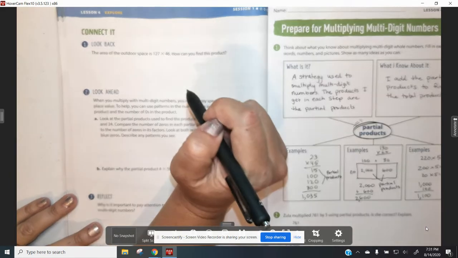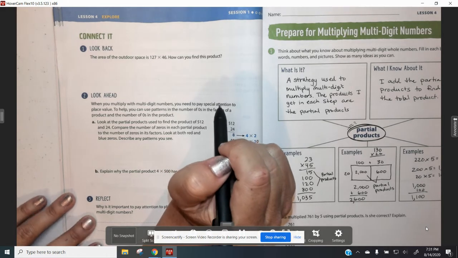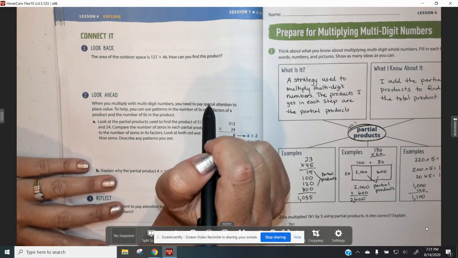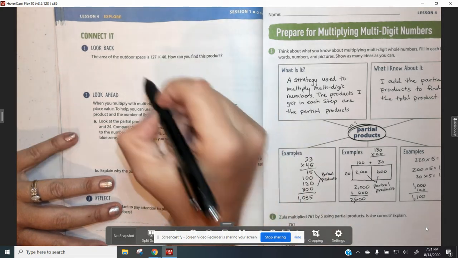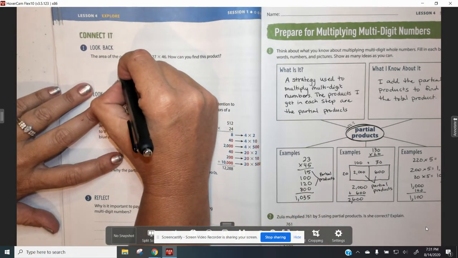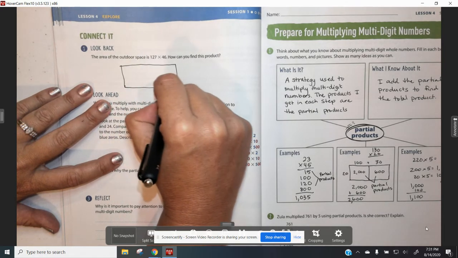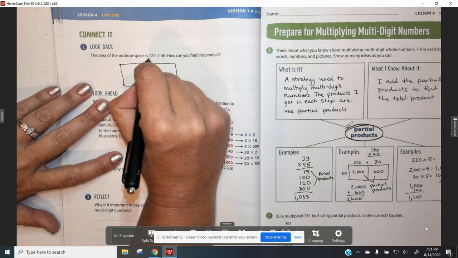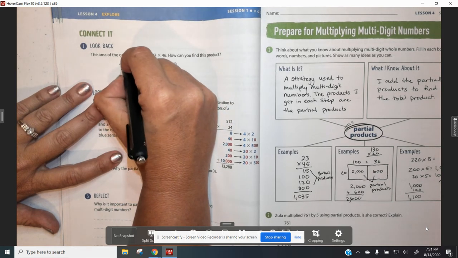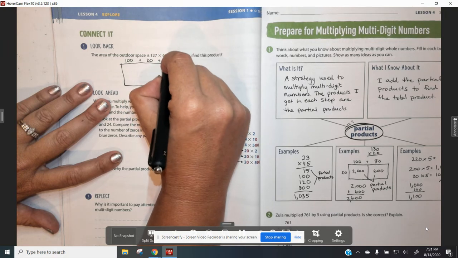So in 4th grade, you learned how to make an area model. Sometimes it's often referred to as the window method. So the way that it works is you break up each number into expanded form. So you're going to draw your window or your area, and then you're going to break your 127 into expanded form. So 100 plus 20 plus 7.